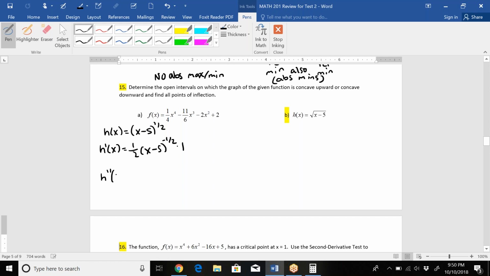Then we'll do h double prime of x, which means we multiply negative 1/2 times 1/2, so that's negative 1/4, (x minus 5), and then that would be to the negative 3/2 now. And again, the chain rule is 1. So I'm just going to rewrite what the second derivative tells us. So that rewritten would be negative 1 over 4, square root of, not square root, it's 3/2 now.